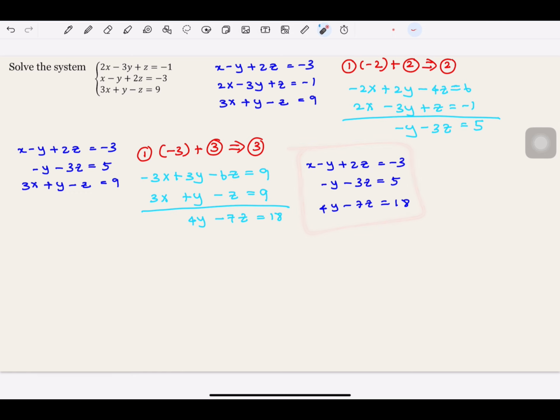Okay, this system is much better. It's one step closer to that triangular form. The second equation has two variables, but we still have two variables in the third equation.